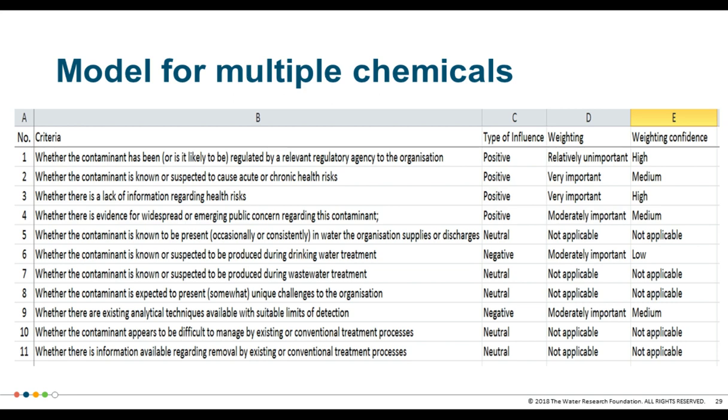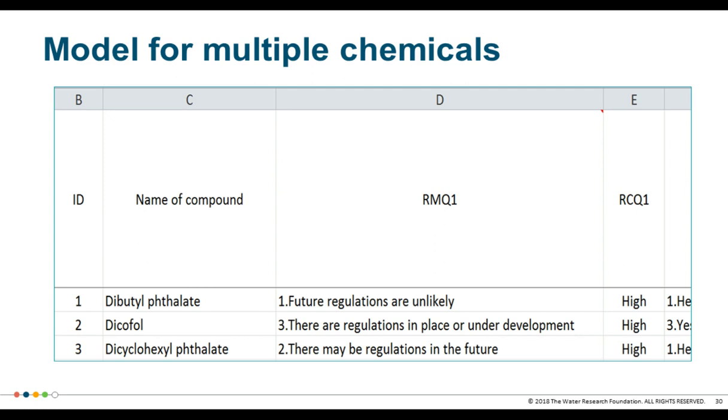Is also moderately important. And then the level of confidence in that weighting. This is something that we all agreed on, would be a high level of confidence. There was a bit of variability in people's opinions, which might have led us to a medium level of confidence, or really there was quite a lot of uncertainty around the way that we selected the importance of a particular criterion, which would be a low level of confidence. And then we would go through a second spreadsheet where we would have our list of chemical contaminants. So in this case, it's just showing 3 examples. And for each of those contaminants, we would rank them against each of the 11 criteria. So this is just the first criteria showing here, and 3 different options: that future regulations are unlikely, there are regulations in place or under development, and there may be regulations in the future, and a level of confidence associated with each one of those.